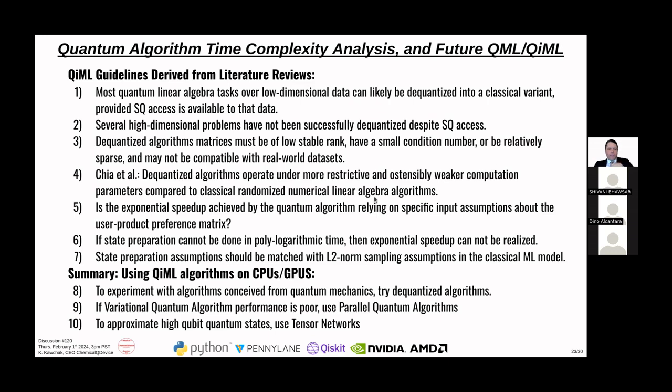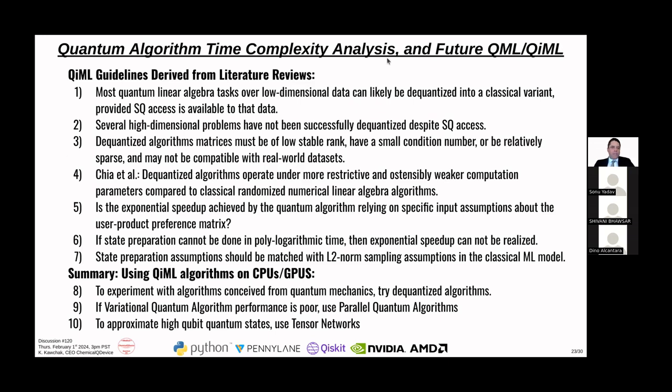The other thing that is mentioned a lot is the exponential speed up achieved by the quantum algorithm. We're relying on specific input assumptions about the user product preference matrix. That's typically what they go after, the exponential speed up algorithms, right? Because potentially, many years from now, if a quantum computer became a lot less noisy, that would be something that you would run that task on, even though it probably can't run in a machine learning way, more in an auxiliary way.